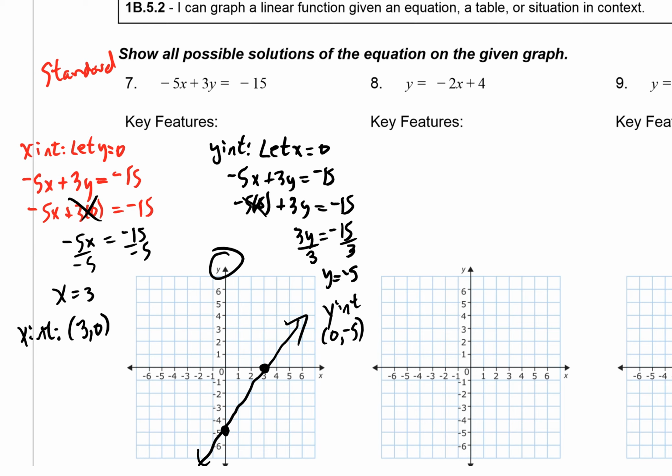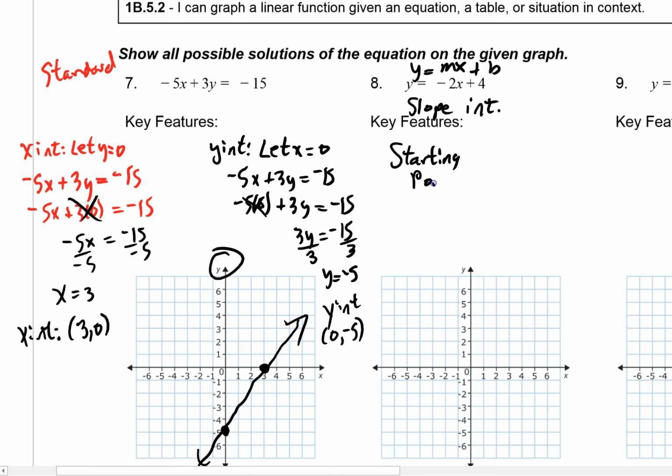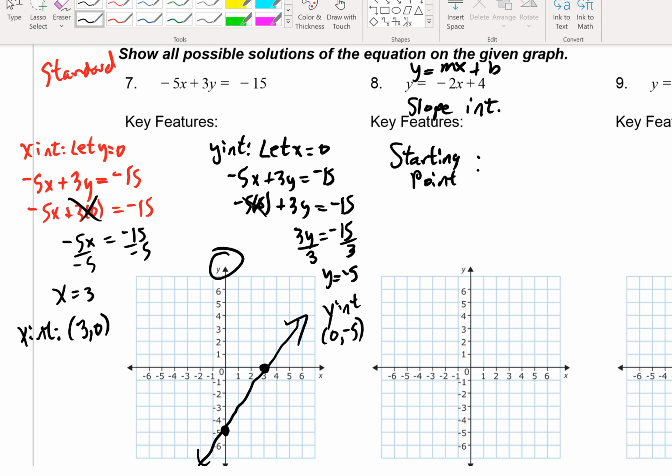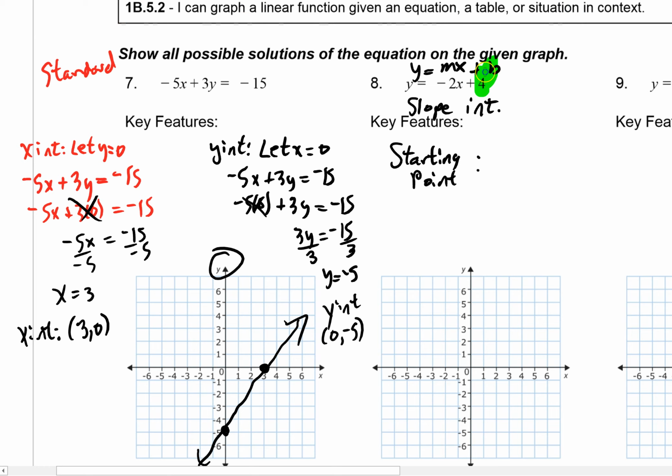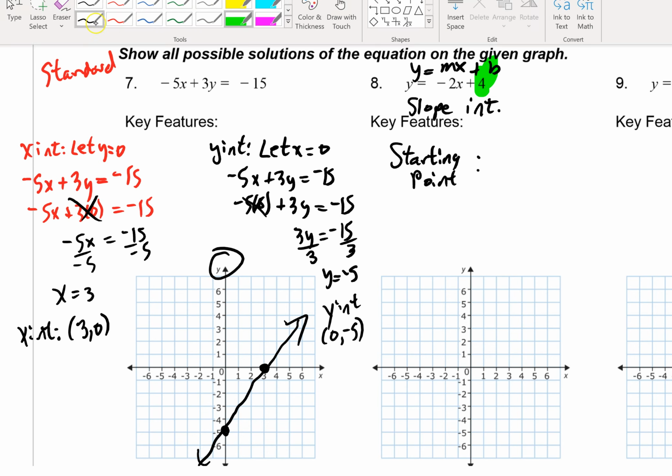Guys, when you're looking at number 8, this is what we call slope-intercept. And that's like y equals mx plus b. We're going to have a starting point. That's our y-intercept, by the way. And that's going to be the y value of 4. That's your b. Remember, that's going to be 0, 4.